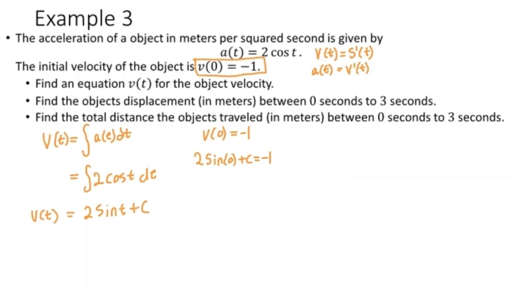Fortunately for us, sine 0 is 0. Anything times 0 is 0. 0 plus c would be c, so we get c equals -1. Now that we've figured out the specific value of c we need, our velocity function is v of t equals 2 sine of t minus 1.